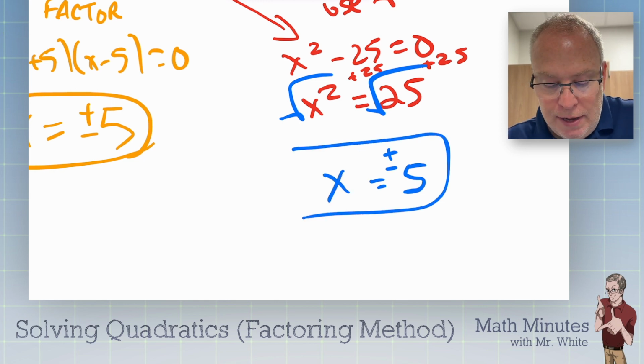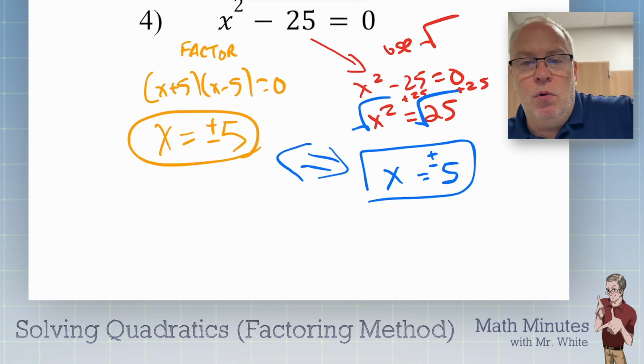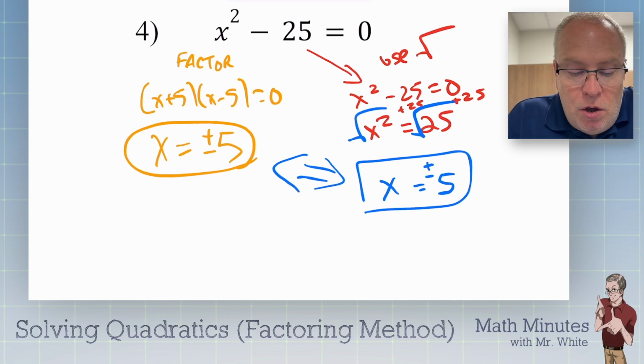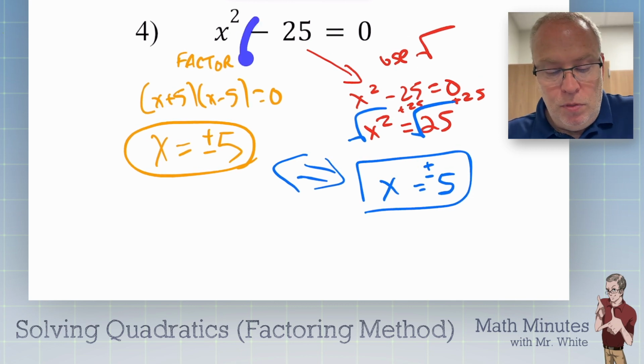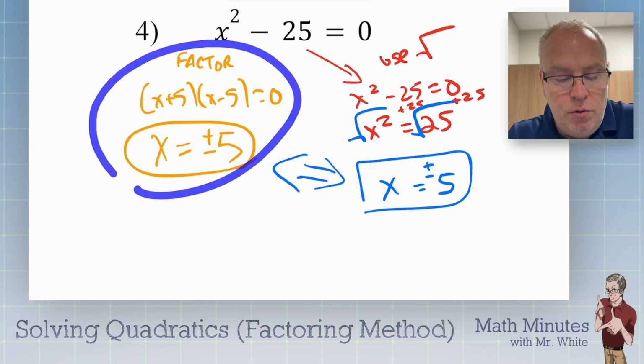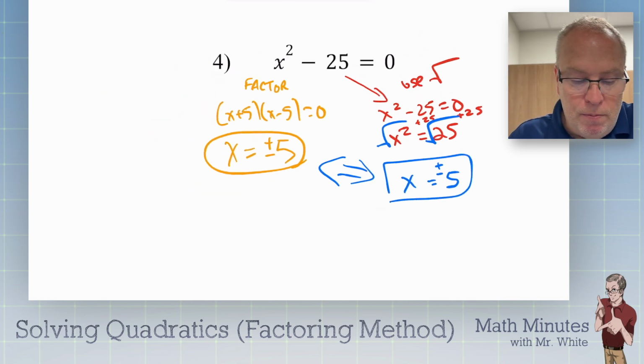So we get our 2 answers, and notice that's the same as what we got a moment ago over here. So either way is great. I like to use a square root. How do you know when to use a square root? There's no middle term. If there's no middle term, I use a square root. Again, you could use the difference of squares factoring, but this square root method works great.